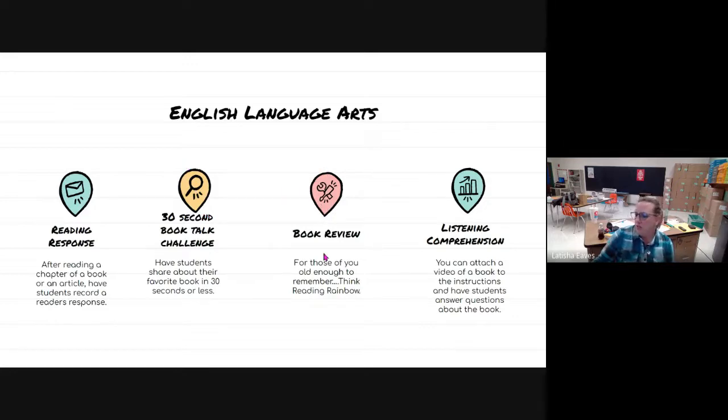Book review. We're all old enough to remember Reading Rainbow. My daughter's 4th grade teacher one year did the 50 book challenge with them. In addition to the 50 book challenge, once every 6 weeks they had to create a book trailer, kind of like a book review about a book they had read during that period. You could use Flipgrid for that. Flipgrid has extended their minutes, so now you can record up to 10 minutes.